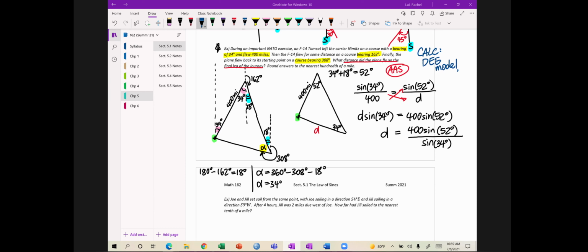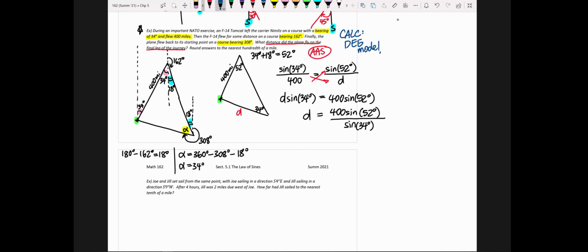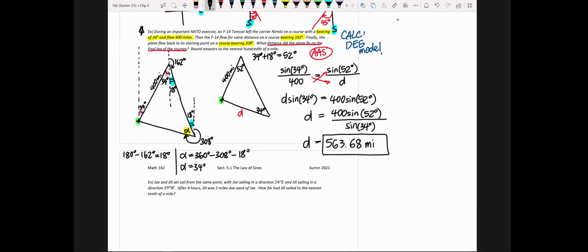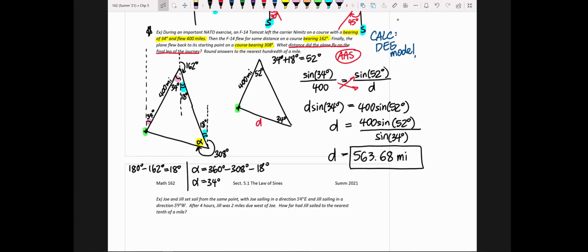Okay, students, I see some agreement. Yes, so the distance for that last leg, D, should be 563.68, and distance is measured in miles. Okay, so take a look at this word problem, see if you have any questions before we close the session.